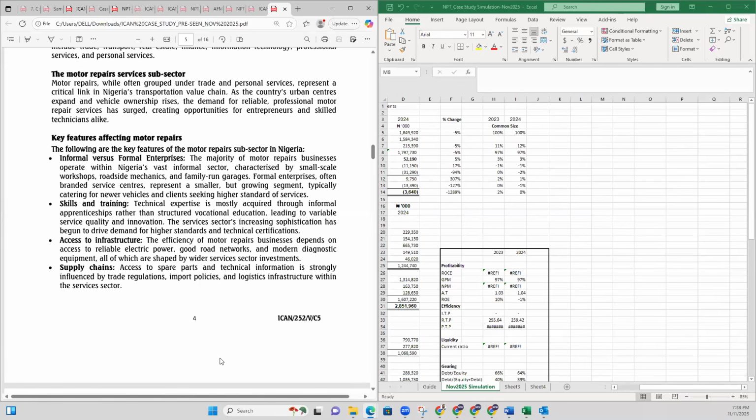Access to infrastructure. The efficiency of motor repairs businesses depends on access to reliable electric power, good road networks, and modern diagnostic equipment, all of which are shaped by wider services sector investment. Supply chain. Access to spare parts and technical information is strongly influenced by trade regulations, import policies, and logistics infrastructure within the services sector.